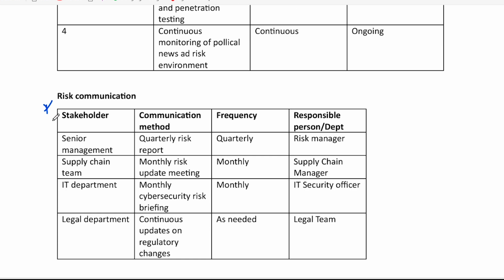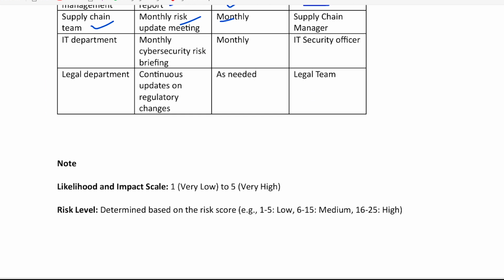We have risk communication. Okay, who's in charge of that? Obviously the risk owner. Who are they communicating to? Senior management. Okay. Communication is going to be through quarterly reports. How often? Well, if it's a quarterly report, then it's quarterly. Supply chain team communication, monthly, obviously. So all that stuff, you have that one, okay?